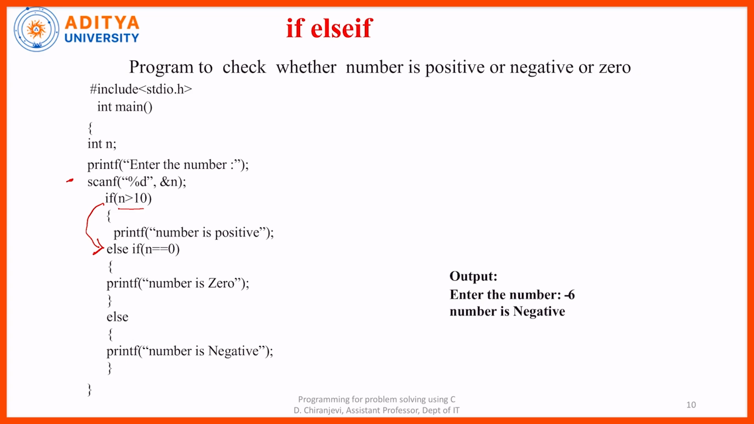Now it will check minus 6 equal to 0. This is also false. So then control will be directly transferred to the else block. In the else block it says, number is negative. So the output is negative.